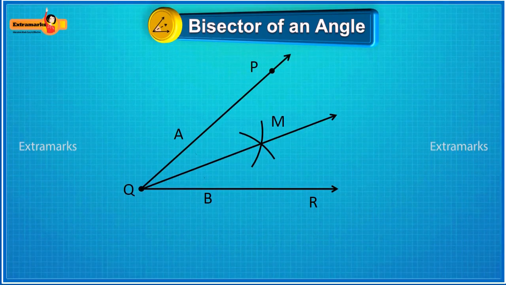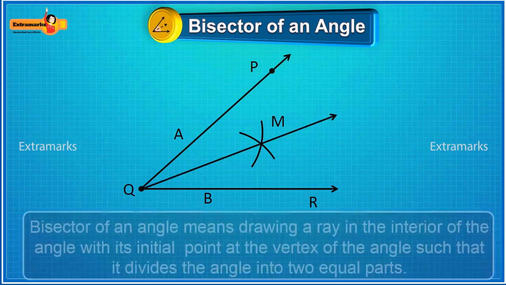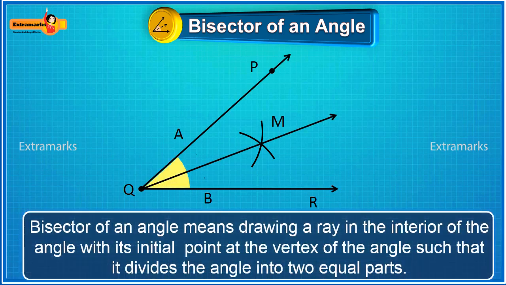Observe the figure shown here. We can see an angle PQR, which is bisected by the ray QM. Bisector of an angle means drawing a ray in the interior of the angle with its initial point at the vertex of the angle, such that it divides the angle into two equal parts.